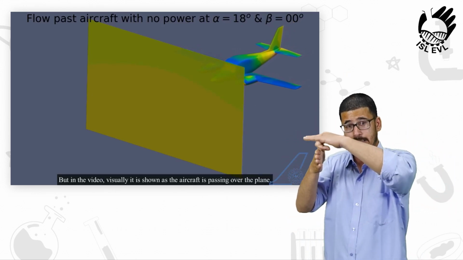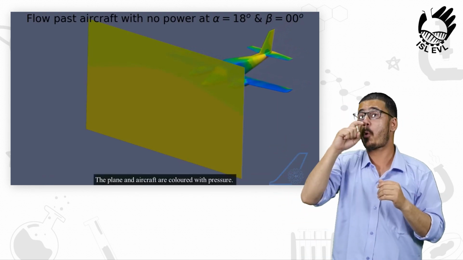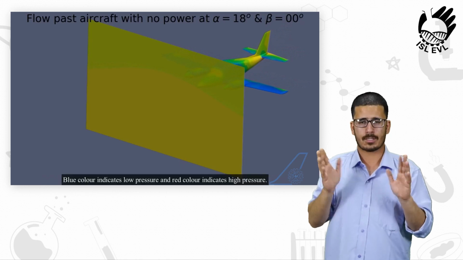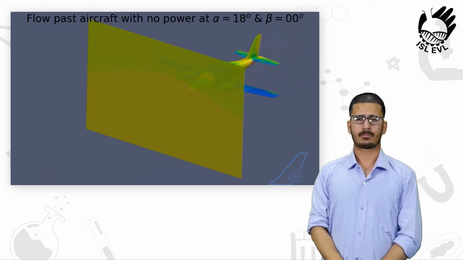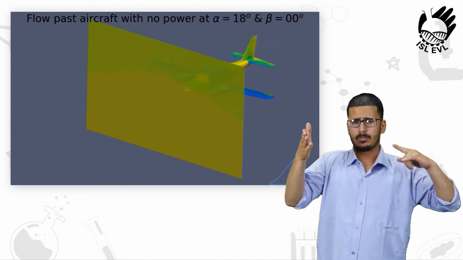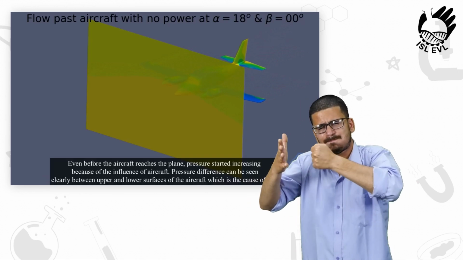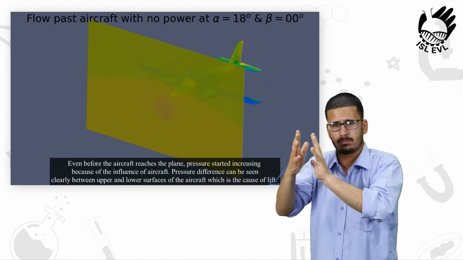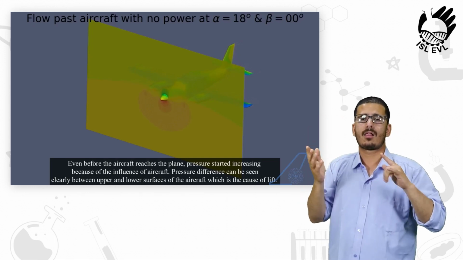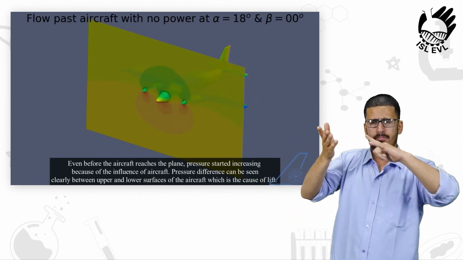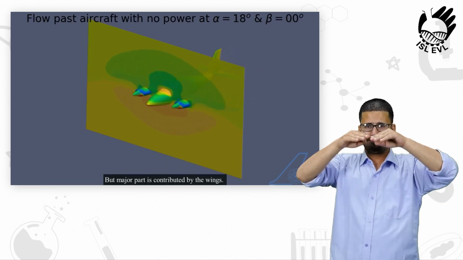But in the video, visually it is shown as the aircraft is passing over the plane. The plane and aircraft are colored with pressure. Blue color indicates low pressure and red color indicates high pressure. Even before the aircraft reaches the plane, pressure started increasing because of the influence of aircraft. Pressure difference can be seen clearly between upper and lower surfaces of the aircraft, which is the cause of lift. But major part is contributed by the wings.